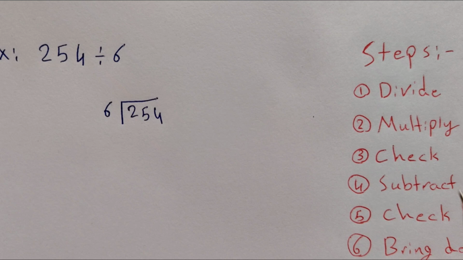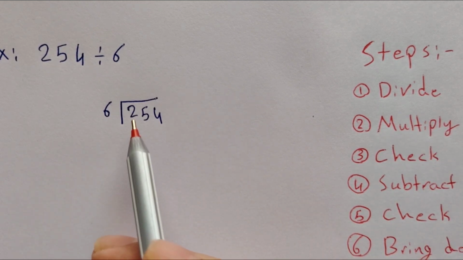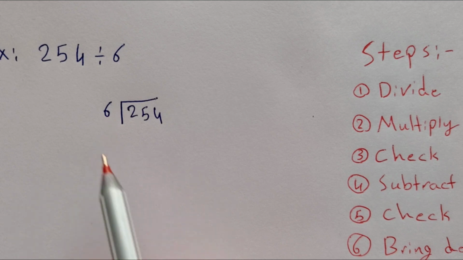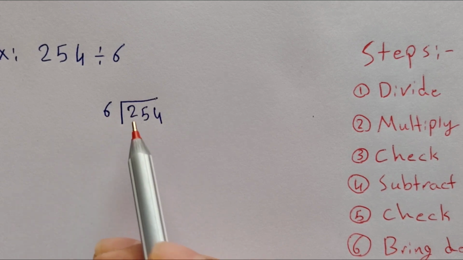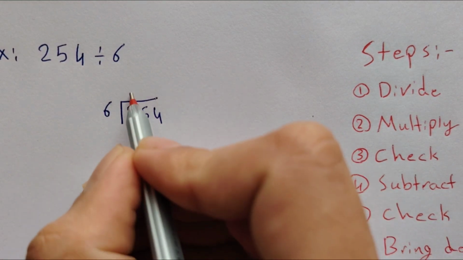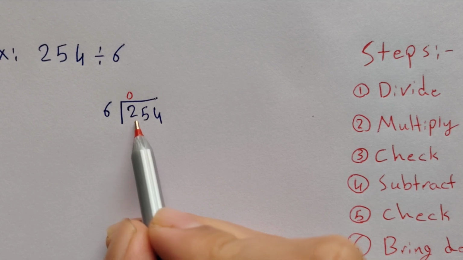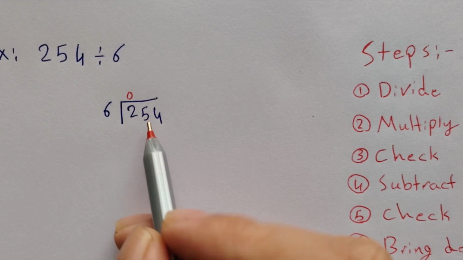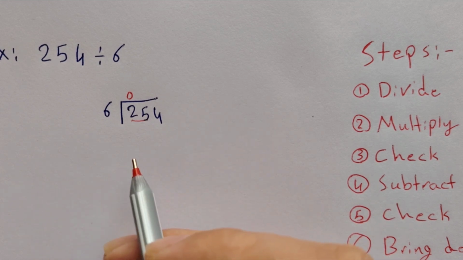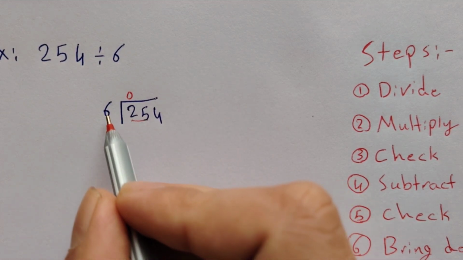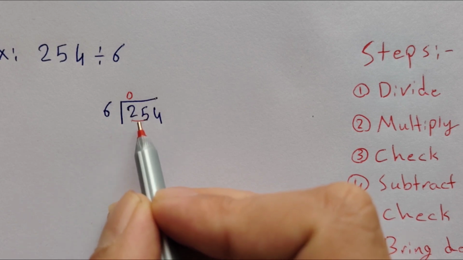Now I want you to go step by step. The first step is to divide. We take the first digit and we say 2 divided by 6. That means how many 6 do we have inside 2 alone, which we don't have any. We write 0. Then we take the next digit to help us, so it will be 25 now. Now I want you to think 25 divided by 6. How many 6 can we fit inside 25?